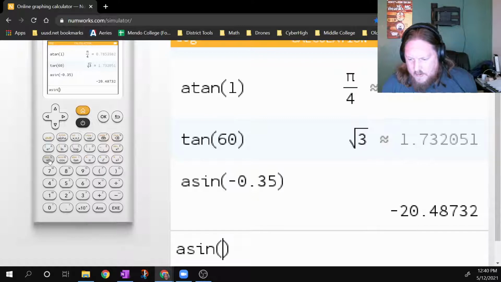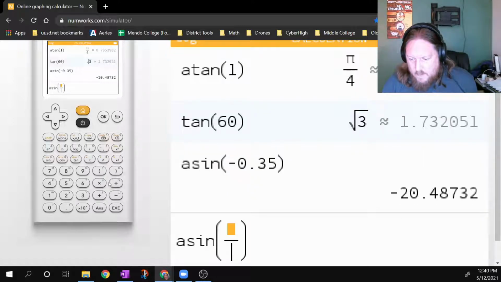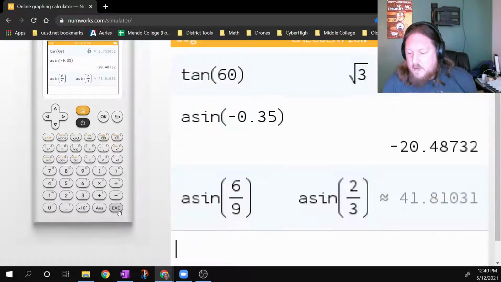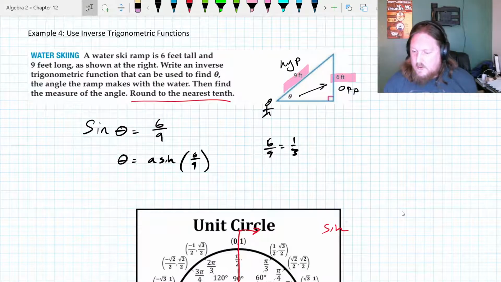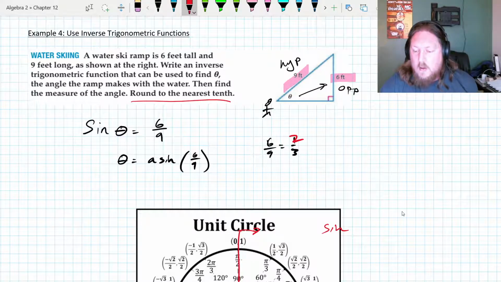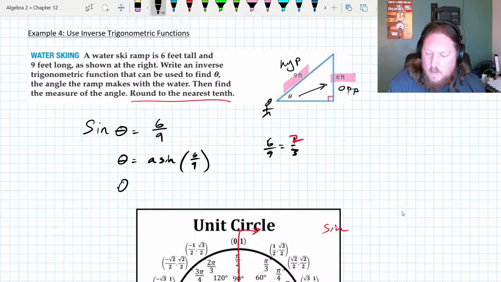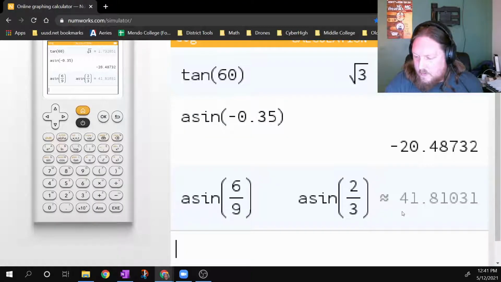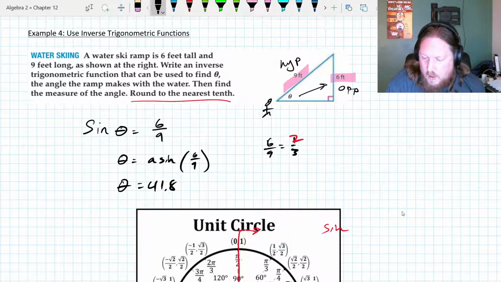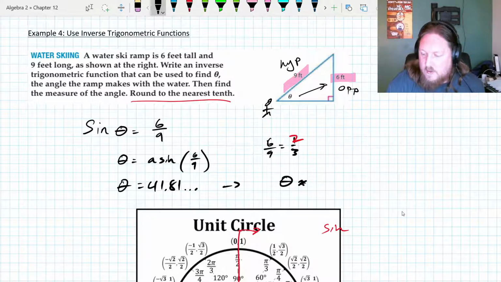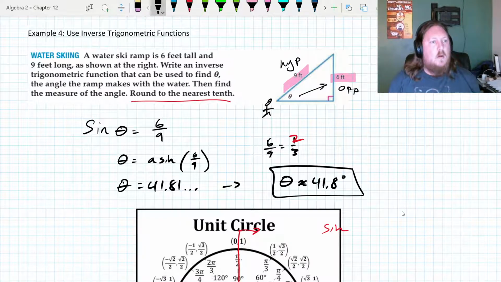Shift arc sine 6 divided by 9. Oh, it didn't give me this. Type in the 6. There we go. Execute. Oh, it's 2/3. Also wasn't on the list anyways. 41.8. So this should have been 2/3. I don't know why I said 1/3. But round to the nearest tenth, so I want one decimal place: 41.81, and so theta is approximately 41.8 degrees. There you go.